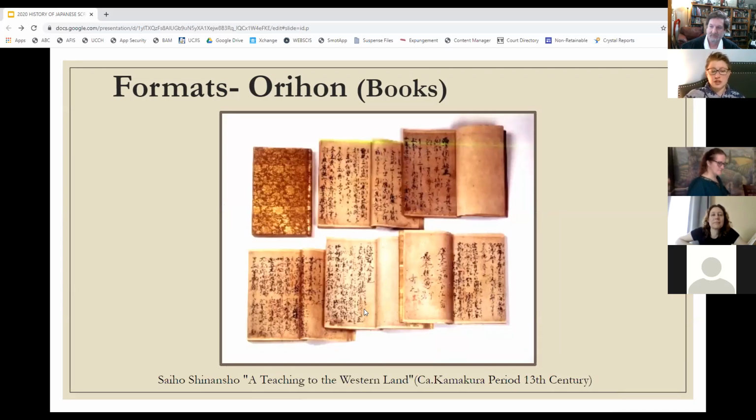Okay, and this is the Saiho Shinao-sho. This is a teaching to the Western land. So this talks about the interaction with the Western land of the 13th century. It wasn't really with Westerners, it was with mainland Asia. So keep that in mind.